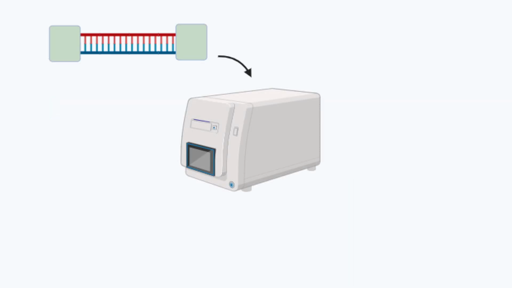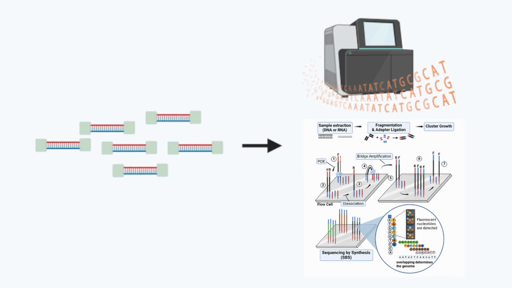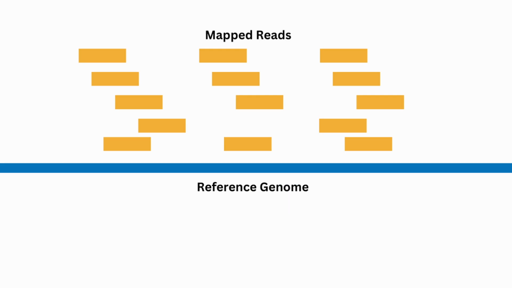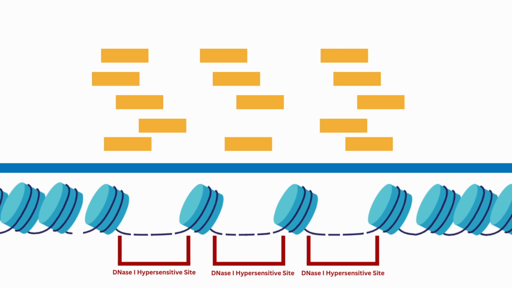The fragments are amplified by PCR to create a DNA library, which is then sequenced using Illumina. Illumina sequencing will generate millions of short DNA reads corresponding to the cut sites. The reads are aligned to a reference genome to pinpoint the exact locations of DNase-1 hypersensitive sites.